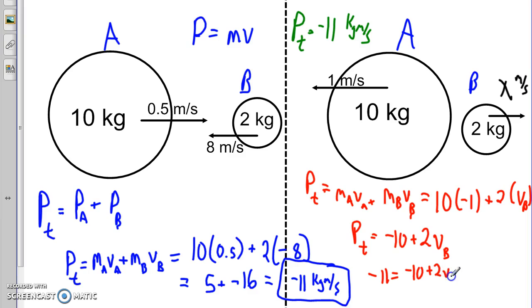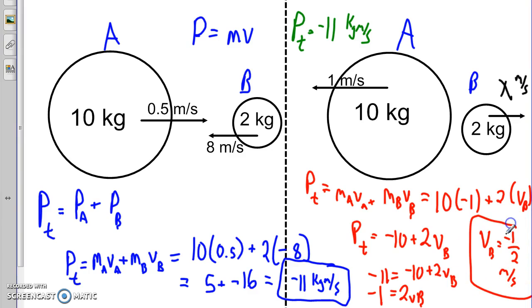Ooh, and I was right. I think it is going to be negative. So see, this is why you don't know which way it's going to go. And this is fun. Alright, so you're just going to solve for VB at this point. So I'll add 10 to both sides. I get negative 1 equals 2 VB. And then to get VB by itself, I divide by 2. And so I get VB equals negative 1 divided by 2 is just negative 1/2 meter per second.